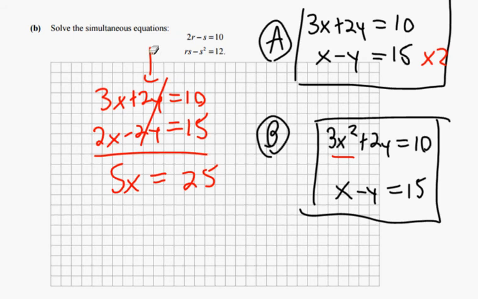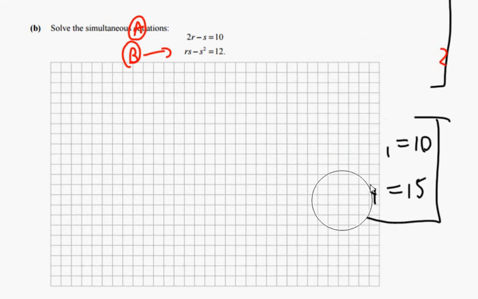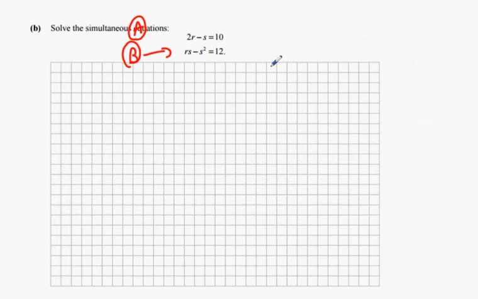So do we have a type A or a type B in this question? It's a type B, isn't it? And because it's a type B, what we're going to say is this. For type B equations, you go to your linear and you get one letter on its own. Which letter would you suggest I get on its own?